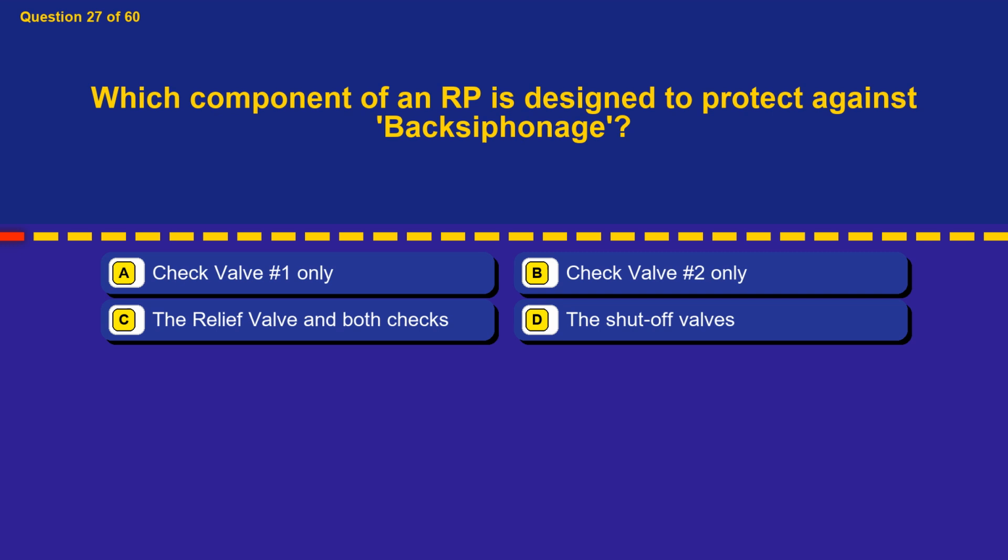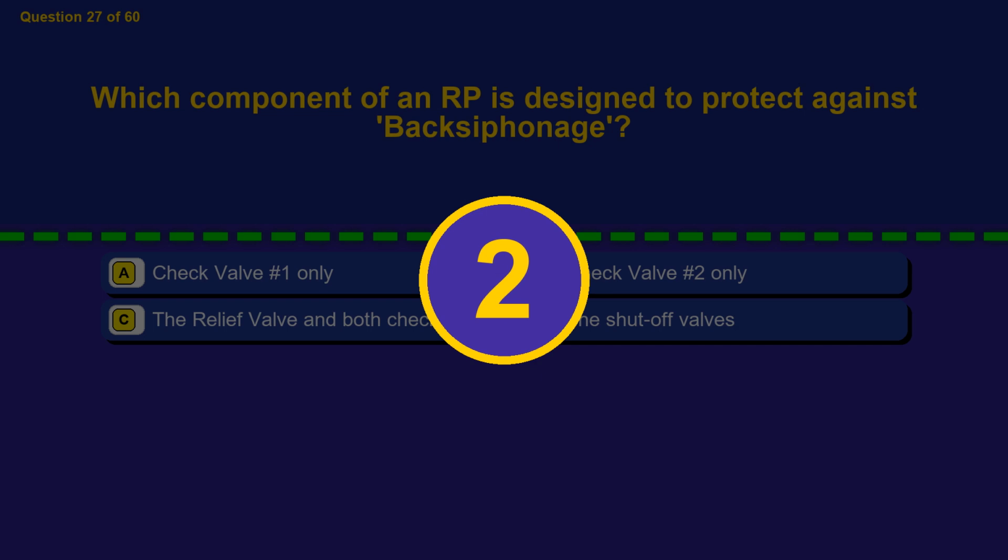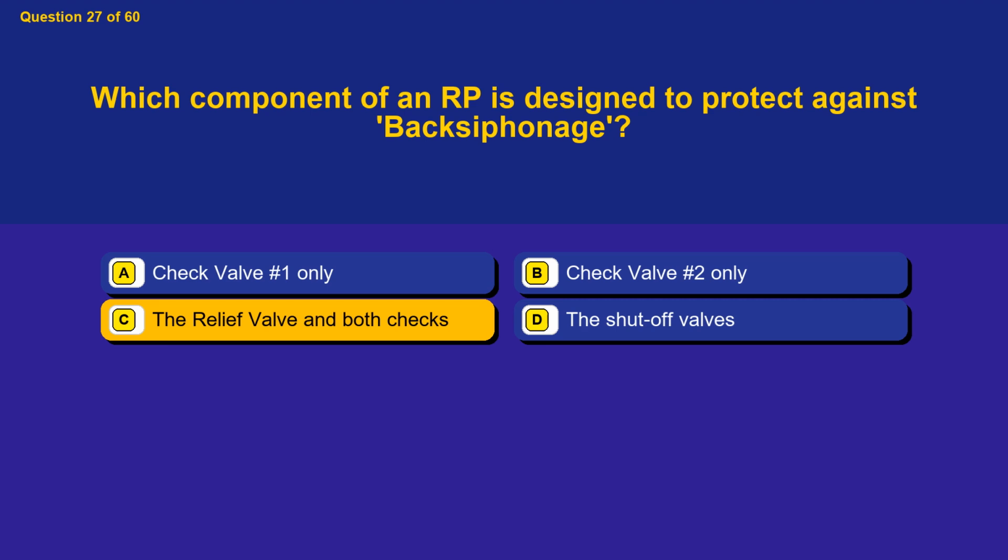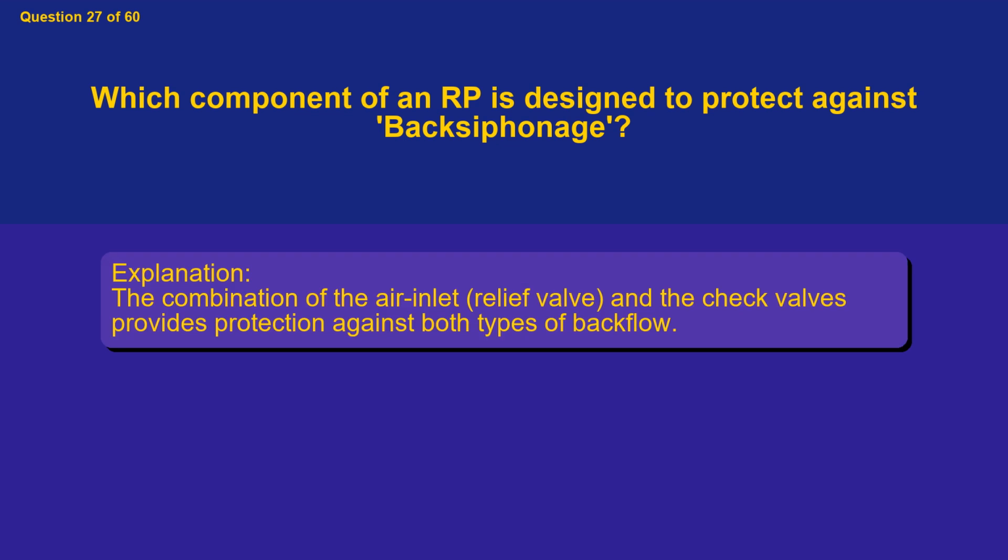Question 27. Which component of an RP is designed to protect against back-siphonage? Option A check valve number 1 only. Option B check valve number 2 only. Option C the relief valve in both checks. Option D the shut-off valves. The correct answer is option C, the relief valve in both checks. The combination of the air inlet, relief valve, and the check valves provides protection against both types of backflow.